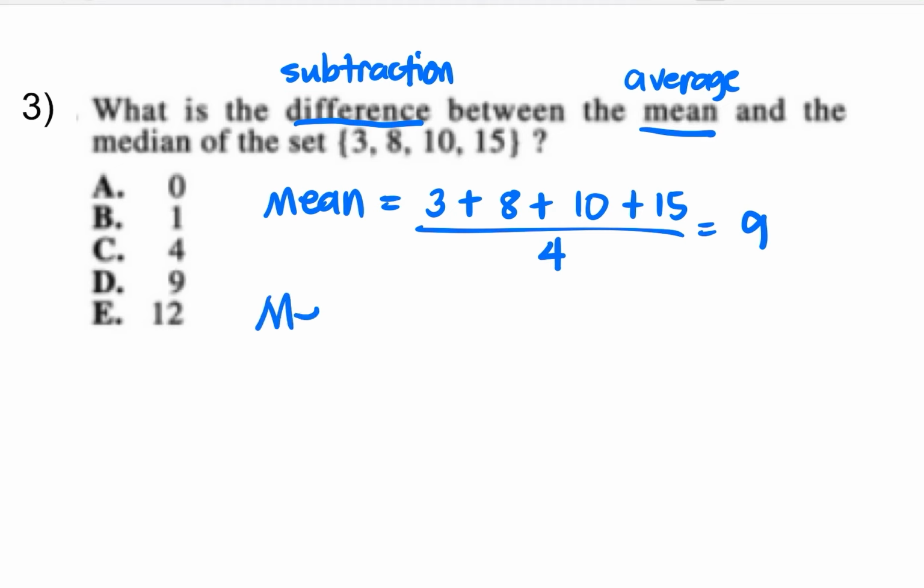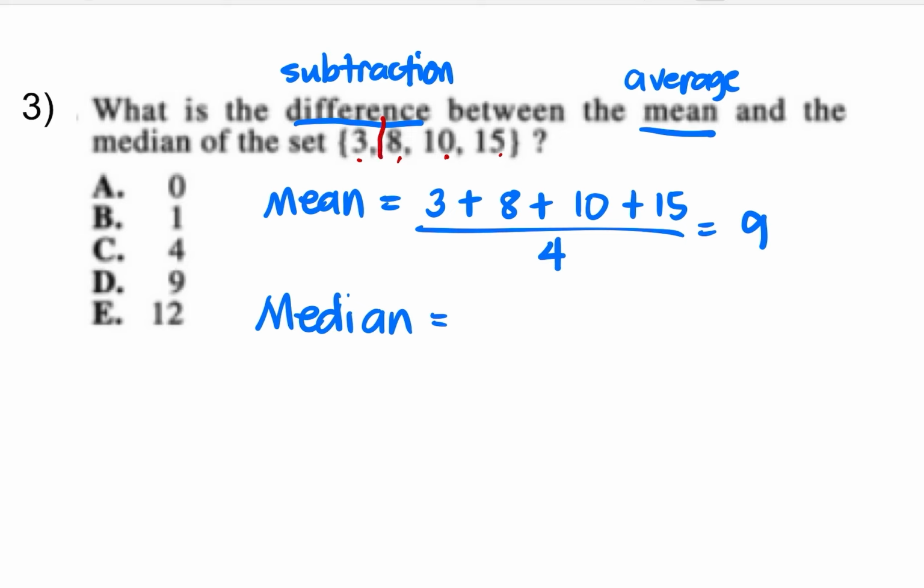Median. We're going to find the median. Before we find the median, we need to make sure that the numbers that we have are arranged from the smallest to the biggest number. So we've got 3, 8, 10, 15. It is arranged in order from smallest to the largest number, so we are good.